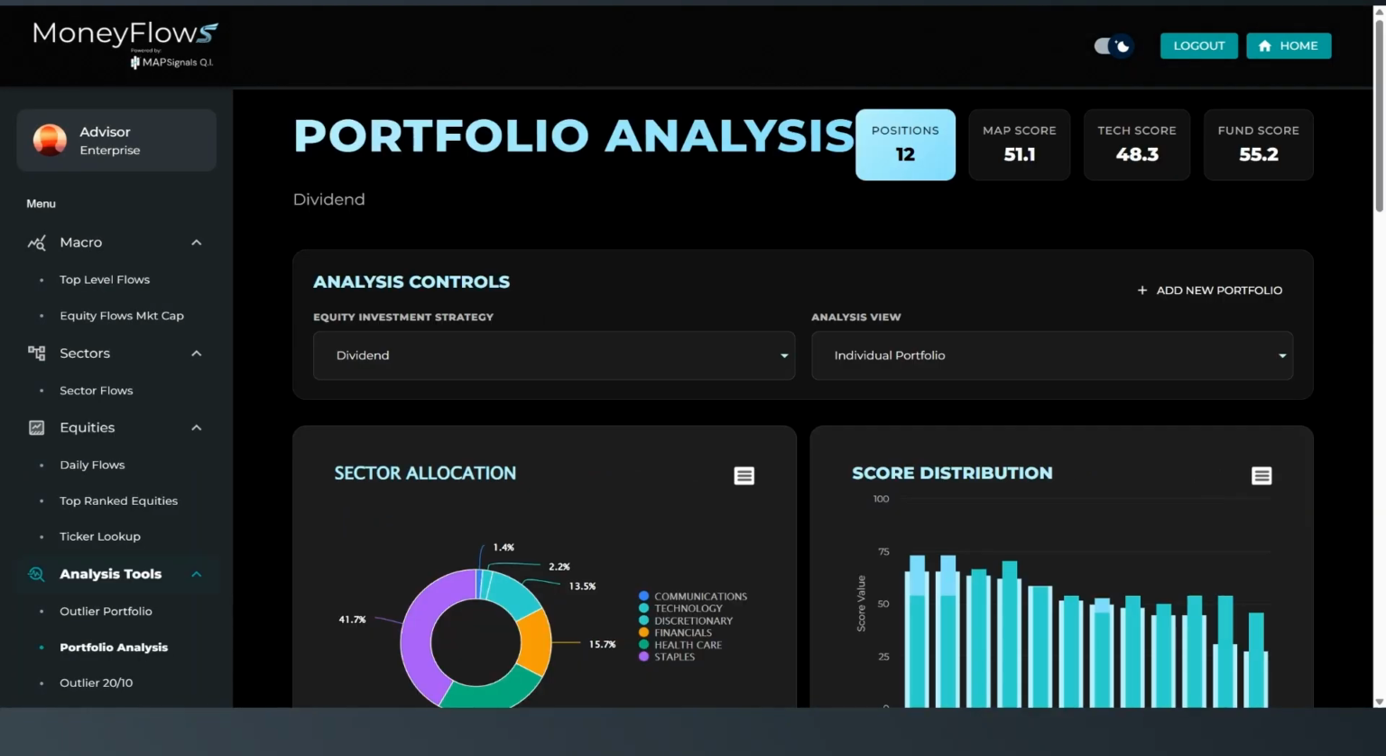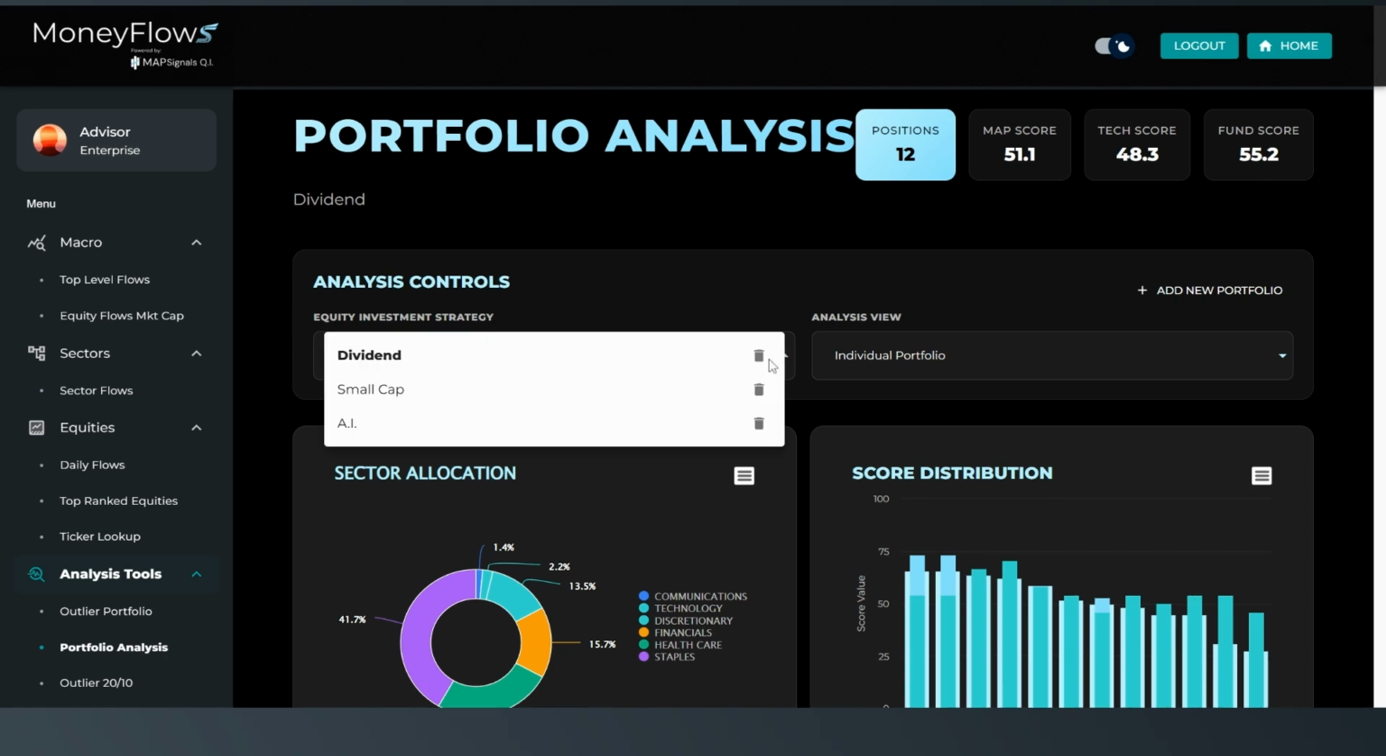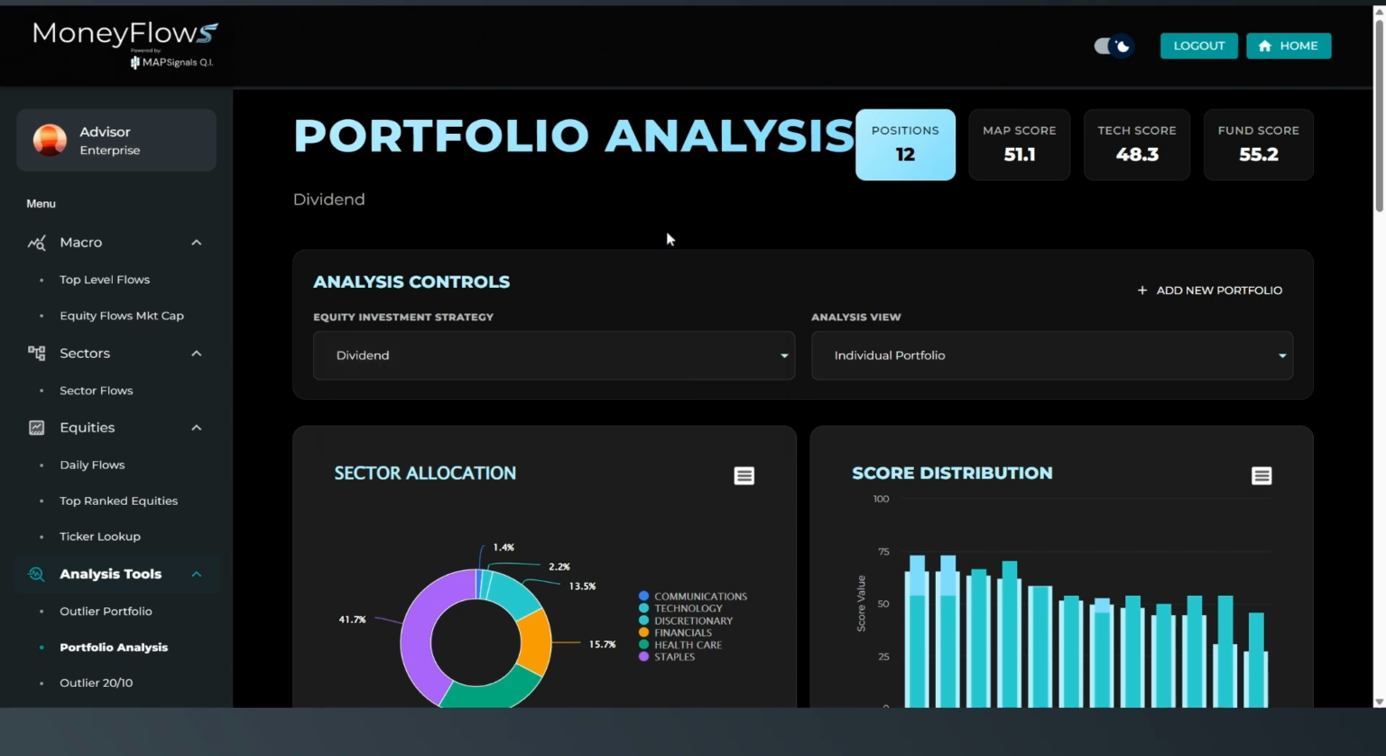Okay, that is the end of the Pro. Now, if you are an advisor subscriber, this is our highest level. You're going to get some tools that are really going to help you with portfolio construction. First thing that you're able to do is you can upload your portfolios. Here I've got a dividend portfolio, a small cap portfolio, and I have an AI themed portfolio. So let's go ahead and check in on how to use this.